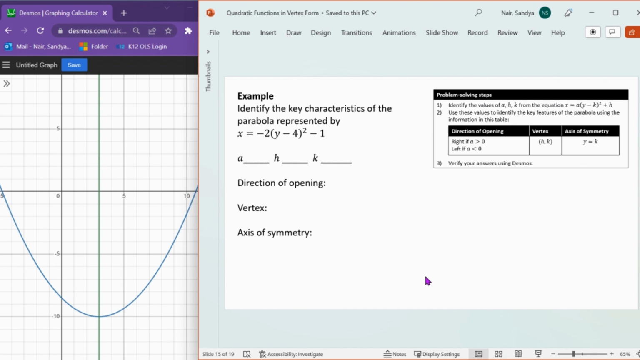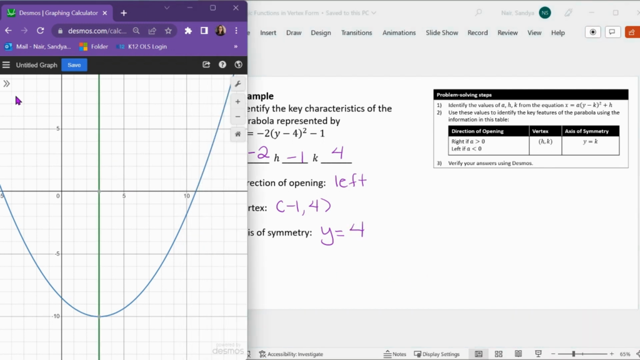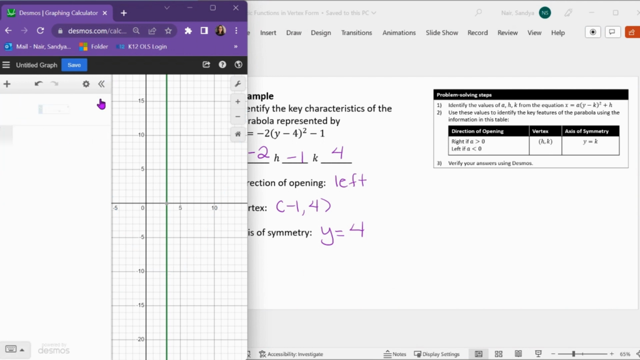So let's now identify the key features of the parabola represented by x equals -2 times (y - 4)² - 1. Okay, so a is going to be the value -2. h is going to be -1 and k is going to be 4. So since a is negative, this parabola is going to open left. The vertex is going to be at (h, k), so the vertex is going to be at (-1, 4). The axis of symmetry is going to be y equals the value of k, so it's going to be y equals 4.